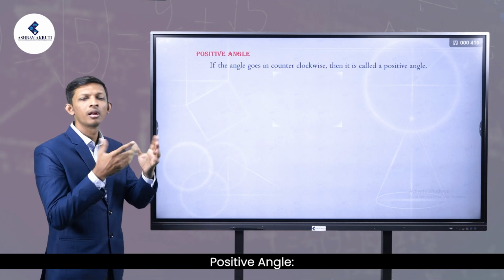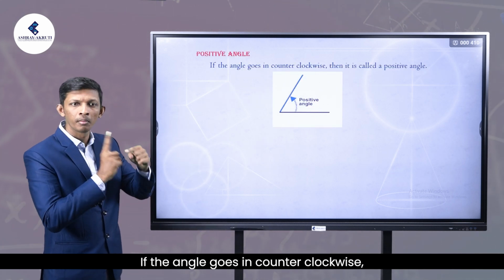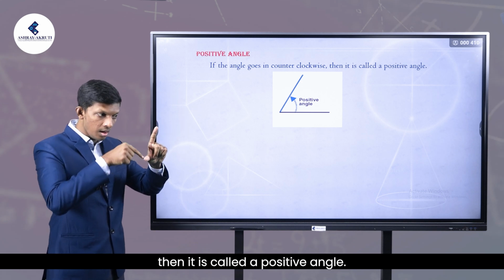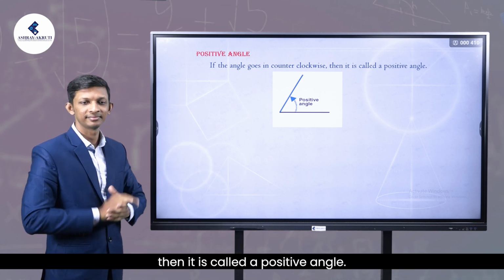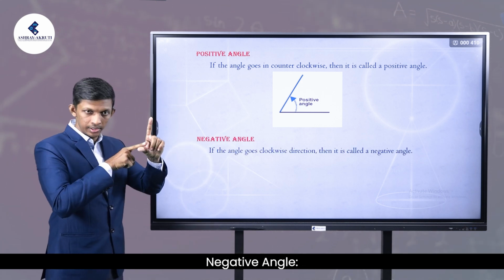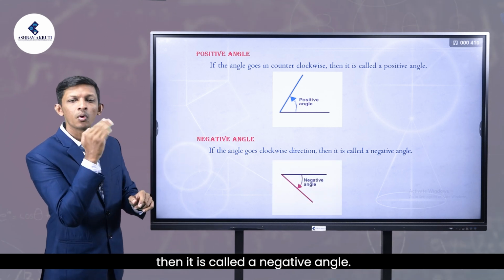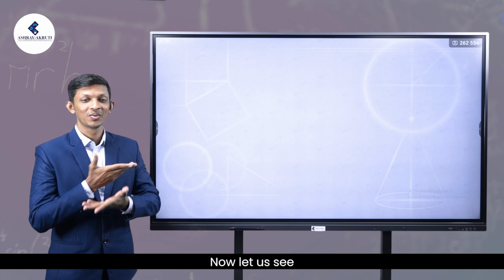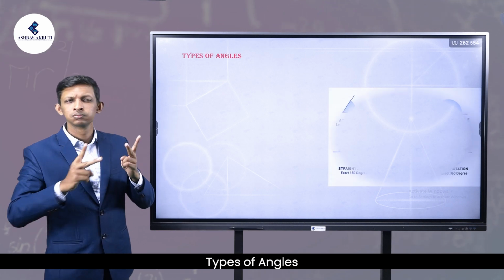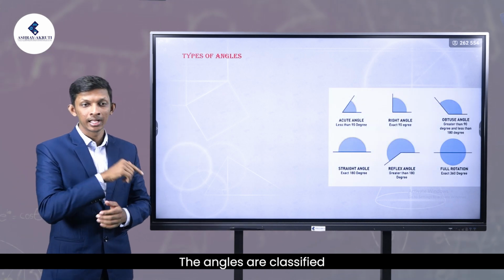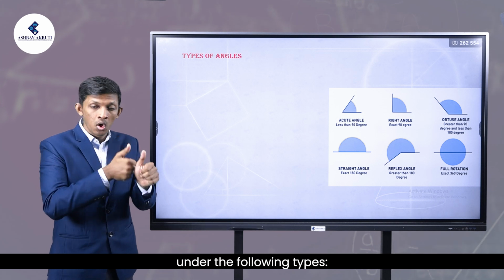Positive angle. If the angle goes counterclockwise, then it is called a positive angle. Negative angle. If the angle goes in the clockwise direction, then it is called a negative angle. Now let us see types of angles. The angles are classified under the following types.